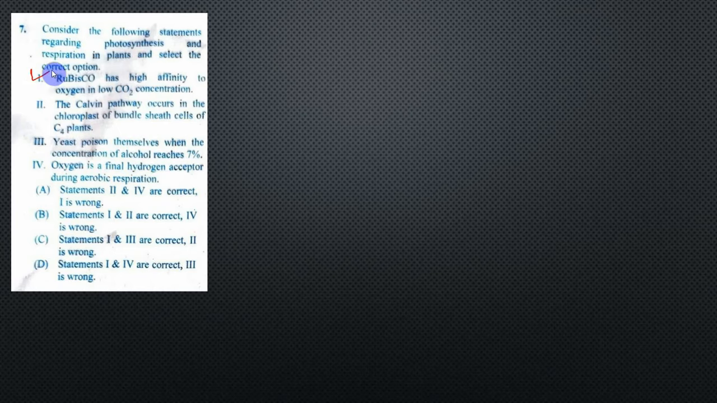So the first statement is actually correct, that is Rubisco is actually having high affinity for oxygen when the CO2 concentration is low. And the second statement, that is the Calvin pathway, actually occurs in the bundle sheath cells of the C4 plants. It is a true statement. Third statement is about the poisoning of yeast when the concentration of alcohol reaches 7%, which is actually a wrong statement. Okay, it is actually 13%, when the concentration reaches 13% or above, yeast poison themselves. So the third statement is actually the wrong one. And the fourth statement is oxygen is the final acceptor of proton, that is the hydrogen.